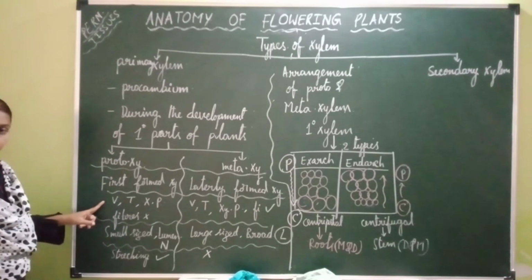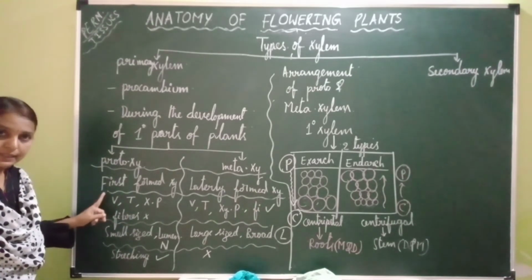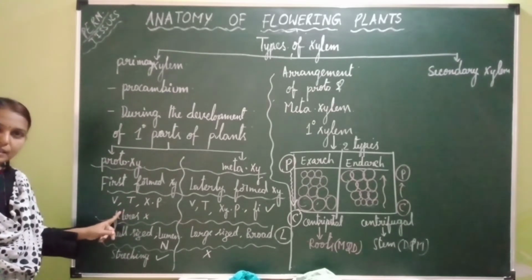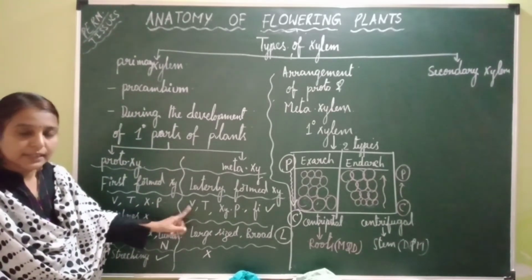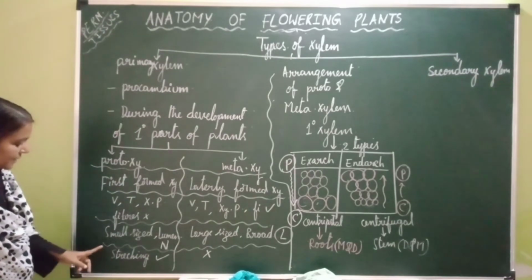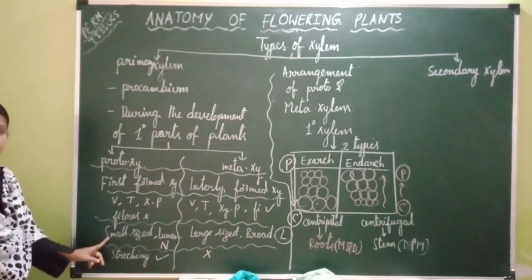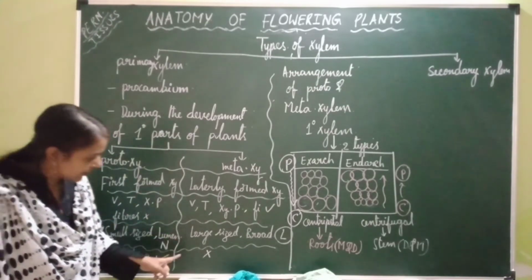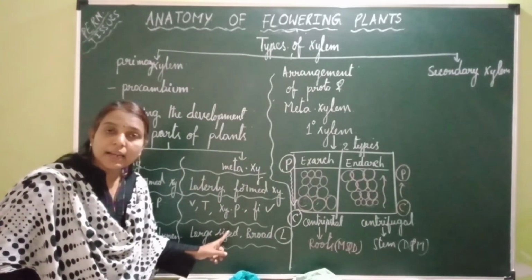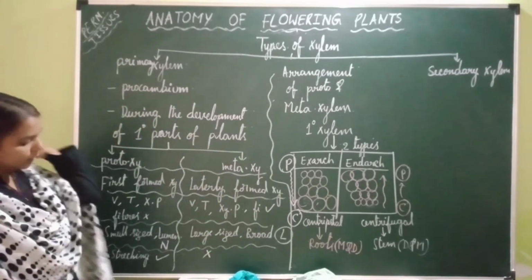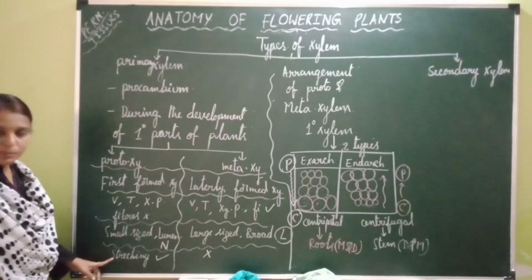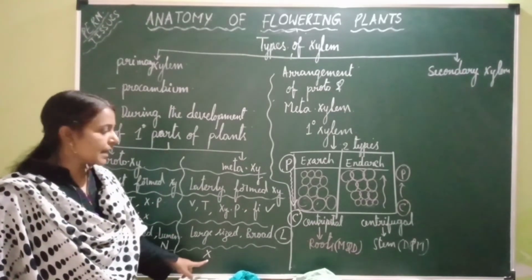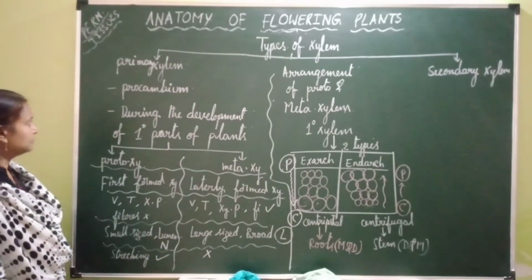Here in protoxylem, vessels, tracheids, that is tracheary elements, both the tracheary elements are present. Xylem parenchyma is present, but fibers are absent. In case of metaxylem, all the four components of the xylem are present. Next, the tracheary elements of the protoxylem are smaller in size and with narrow lumen. And the tracheary elements of metaxylem are large in size and with broad lumen. The stretching ability is present in the xylem elements of protoxylem. Stretching ability is absent in the xylem elements of metaxylem.